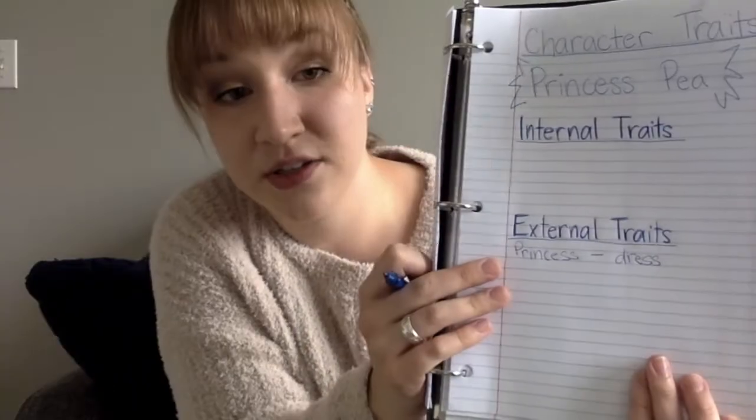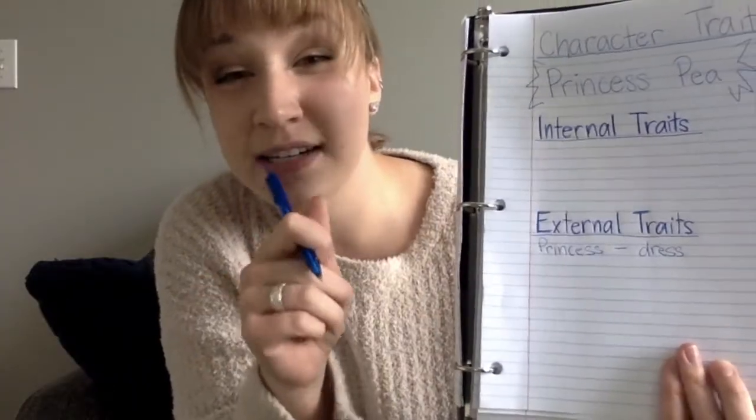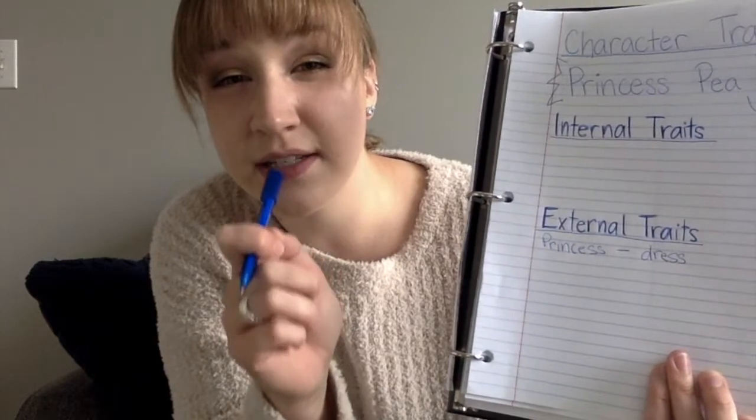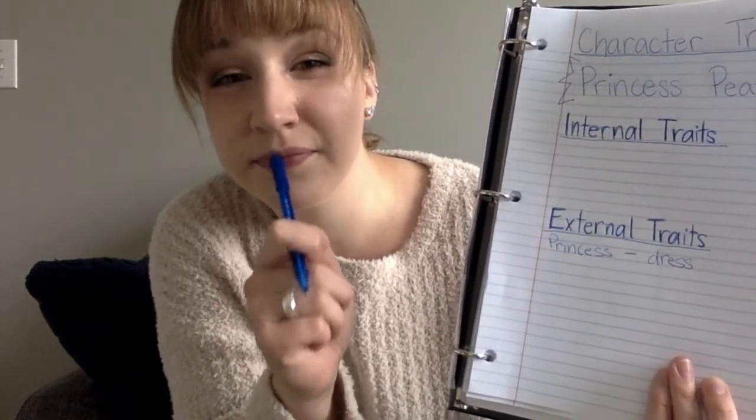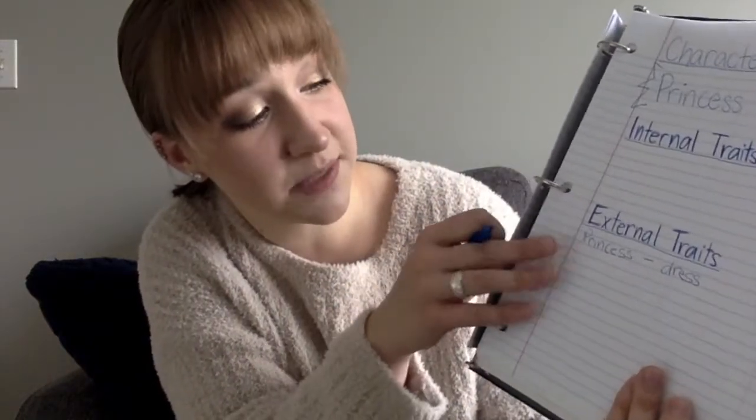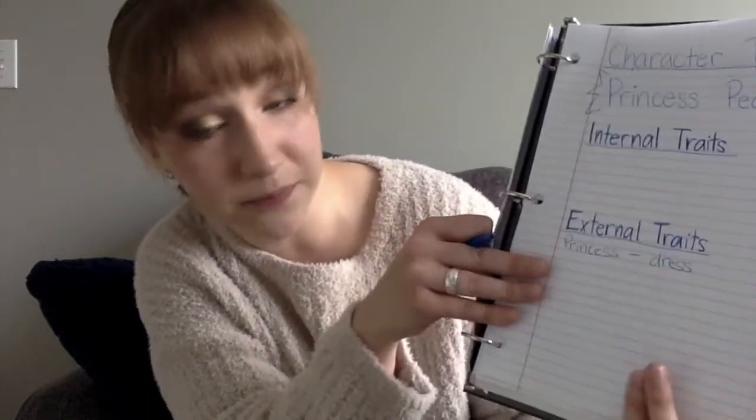What are some other external traits? Do we remember what Despereaux said that she was? Yeah, so Despereaux said that the princess was beautiful. So that's an external trait. That's her body. Her body is beautiful. So we can write beautiful under external traits.